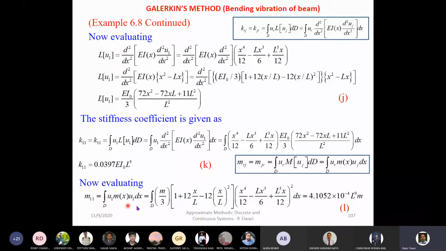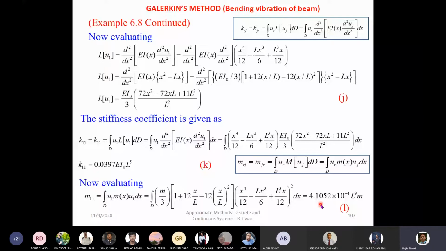So if we want to obtain M11, U1 m(x) U1, so basically U1 squared will be there. So this is the U1 squared, and m(x), because variation of the mass of the beam is there, and that is given by this. So we need to square it, multiply it, and then integrate over the domain 0 to L. So we'll get M11 like this.